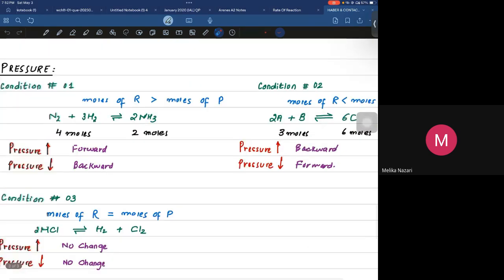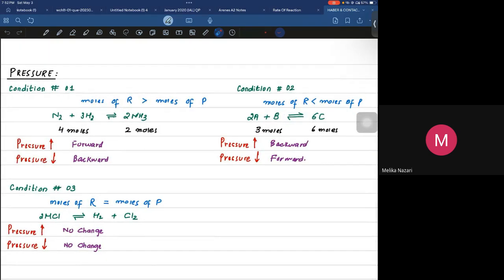Okay, then we have pressure. So we have three cases in pressure. Again, the same concept: always from higher to lower. Let's suppose when we are dealing with gases, we have three cases. Case number one, in which you can see the number of moles of reactants are greater than the number of moles of product. You can see it's 1 mole, 3 mole, 3 plus 1, 4 moles, and it's 2 moles. It's the number of particles.